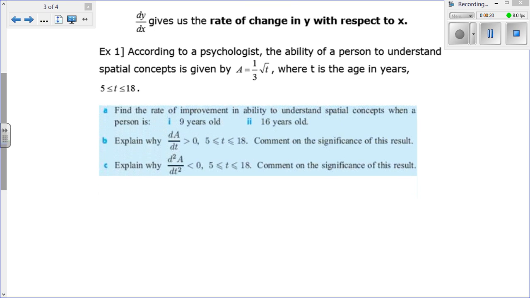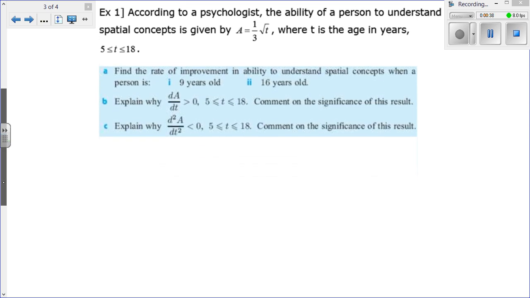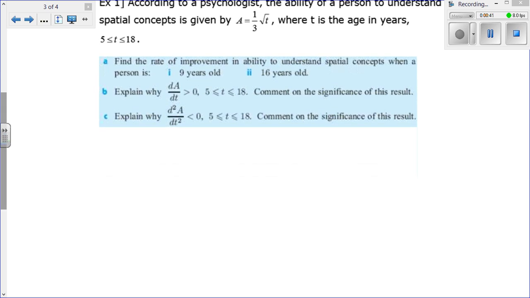For example 1, according to a psychologist, the ability of a person to understand spatial concepts is given by A equals 1/3 t squared, or square root of t, where t is the age in years, and t has to be between 5 and 18. A, find the rate of improvement in ability to understand spatial concepts when a person is 1, 9 years old, or 2, 16 years old. B, explain why dA/dt is greater than 0 between 5 and 18 and comment on the significance of this result, and explain why the second derivative of A is less than 0 between 5 and 18 and comment on the significance of this result.